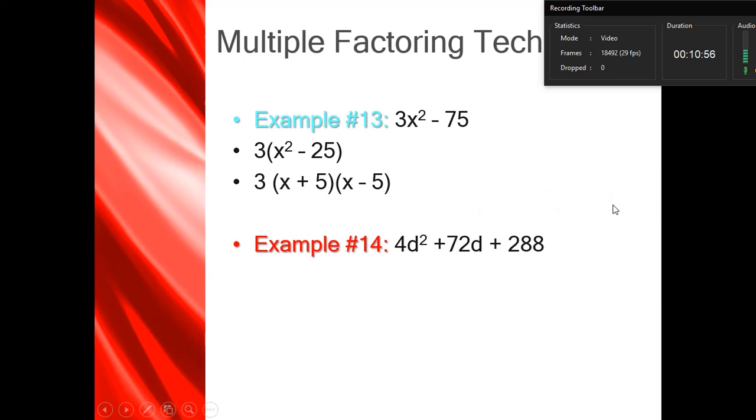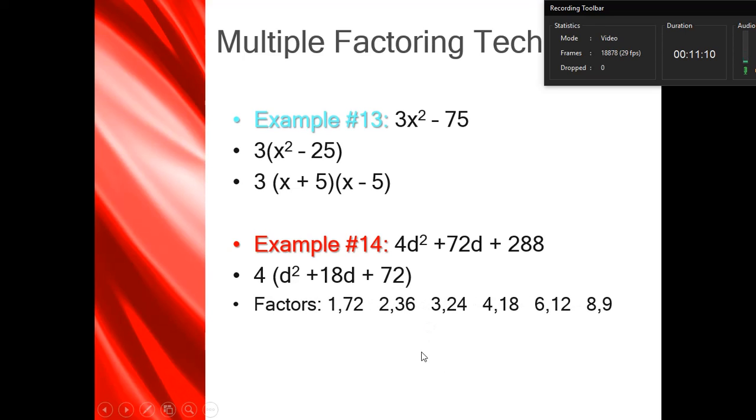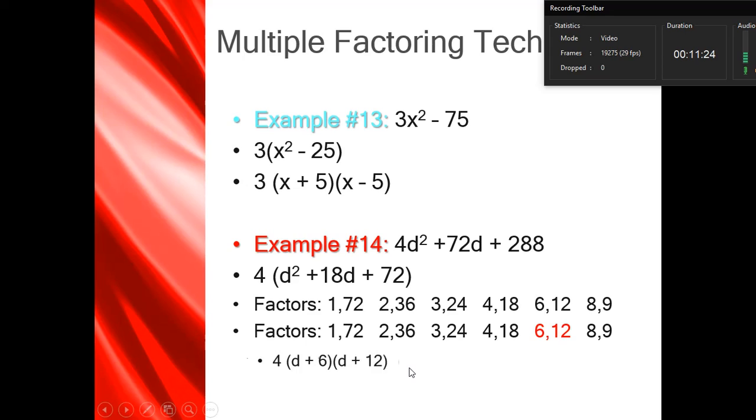For number 14, we're going to pull the greatest common factor, leaving behind a trinomial. And again, with numbers, the product of 72, I'll probably have quite a list of factors. So here's my list. We're looking for the set that will add up to 18. And it looks like 6 and 12 will be the set we want. When we write our final answer, we'll have our GCF of 4, and then we have D plus 6 and D plus 12.